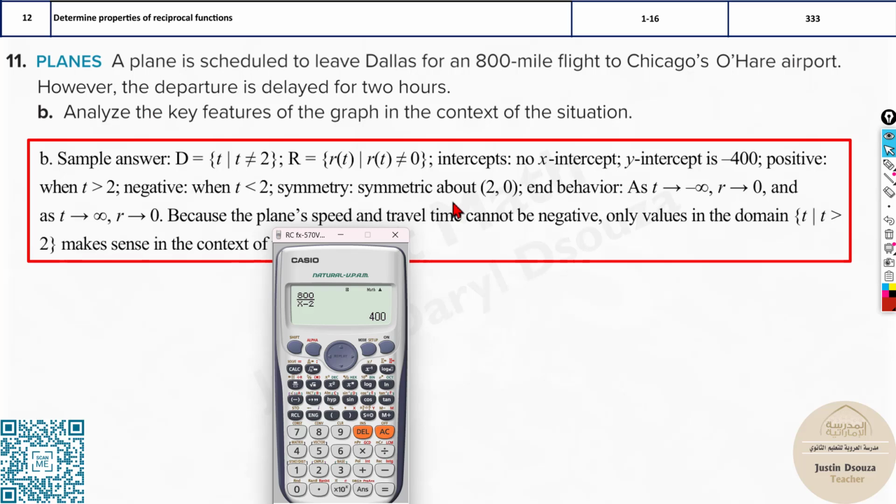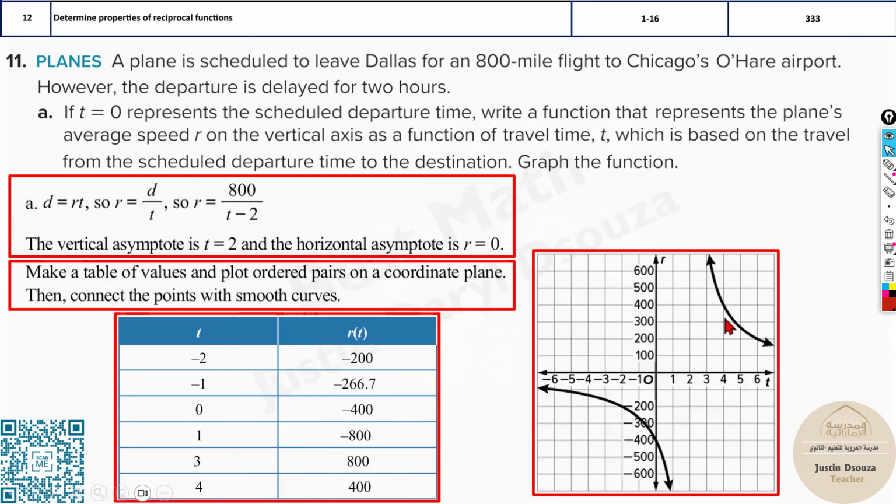Analyze the key features. So what is the domain? First you can tell the vertical asymptote is at 2. There is a horizontal asymptote at 0. And what next? There's no x-intercept, but there is a y-intercept at minus 400.